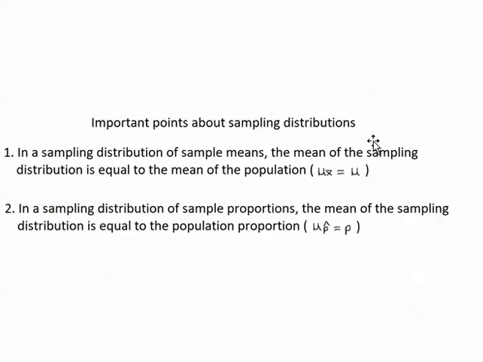So here's a few important points about sampling distributions. In a sampling distribution made up of sample means, the mean of the sampling distribution equals the mean of the population. Mu x bar equals mu. We saw that that was true in 2 of our examples. In a sampling distribution of sample proportions, or p hats, the mean of the sampling distribution is equal to the population proportion. Mu p hat equals p. We saw that this is true in our last example. We saw that these 2 numbers were both 0.5. The mean of the 6 p hats was 0.5, and the population proportion of males was also 0.5.